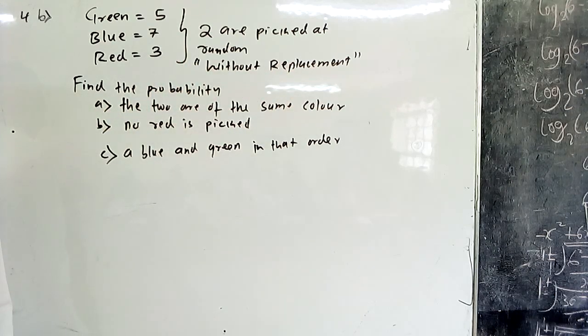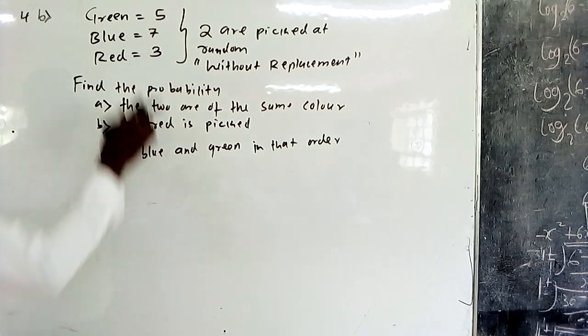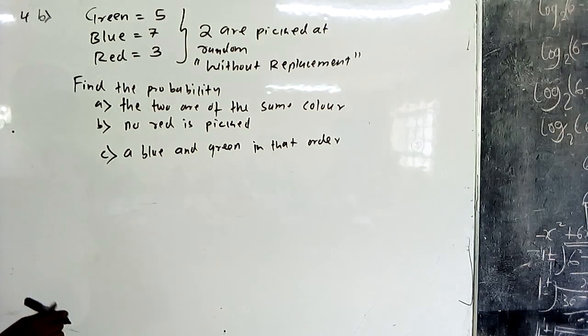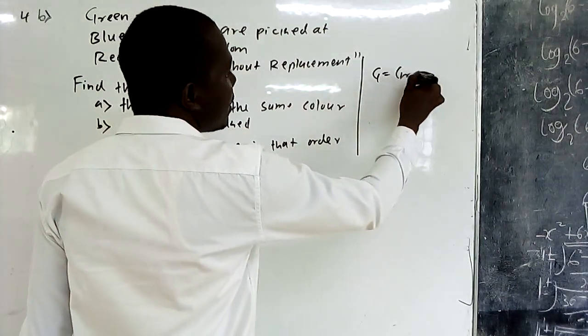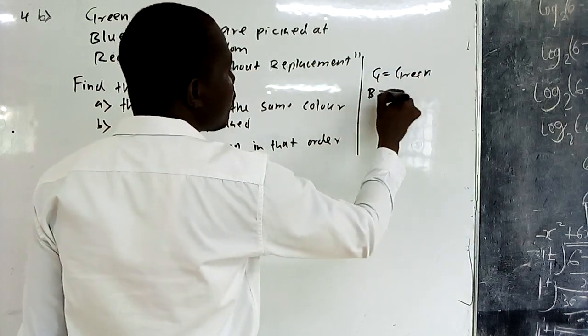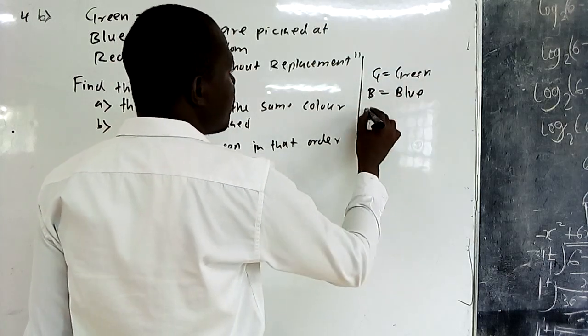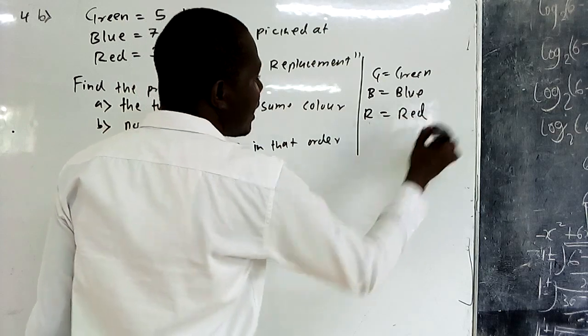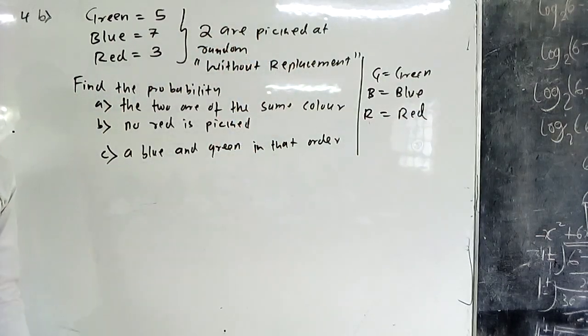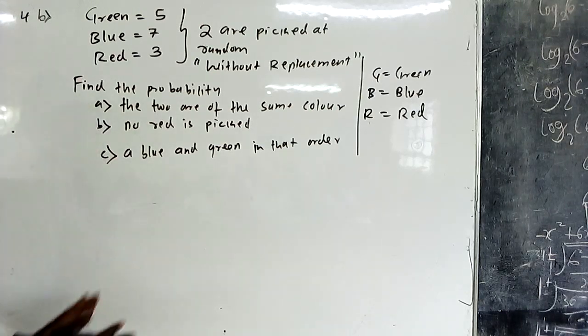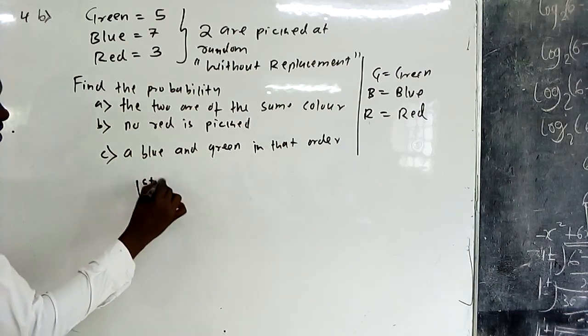Are we together? So here, you can come with a key and let G represent green, B represent blue, and R represent red, so that when 2 are picked at random, you know that they are dependent, isn't it? Meaning the first pick, then the second pick. So you come here and say, this is our first pick.